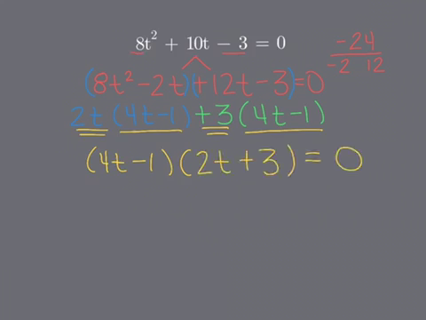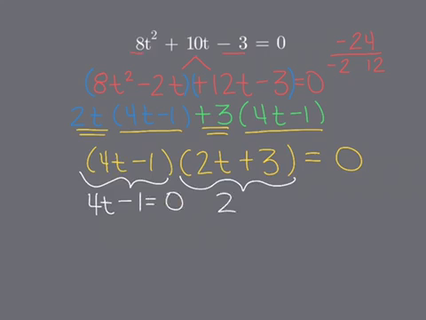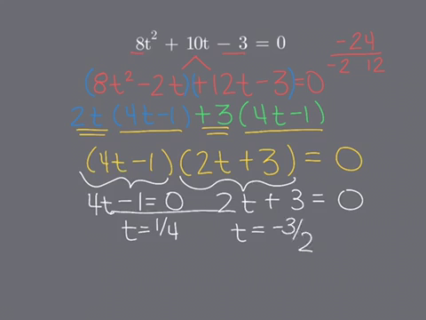So here are our two things being multiplied together that equal 0. Either 4t minus 1 is the 0, or 2t plus 3 is the 0. So if I solve this first one by first moving the 1 over and then dividing by 4, I get t is equal to 1/4. Here I'm going to subtract the 3, then divide by 2. I get t is -3/2. Here are my two solutions to my second power equation.